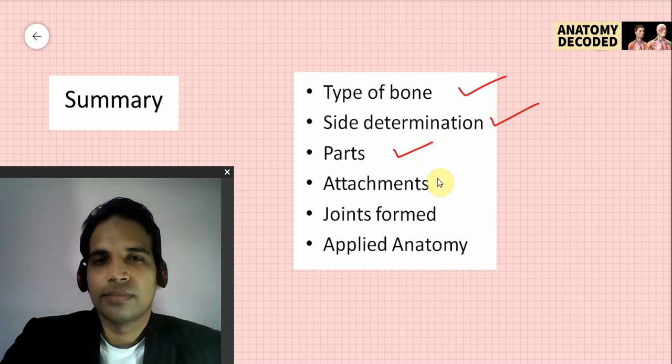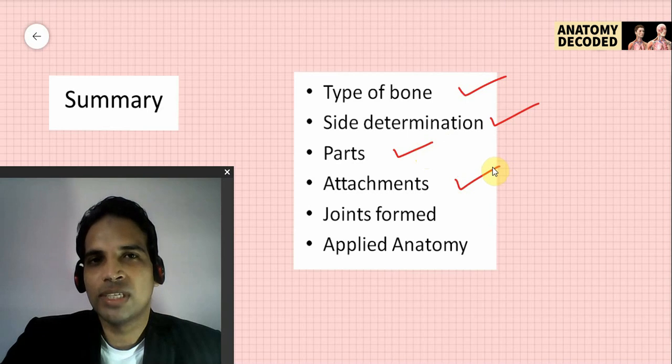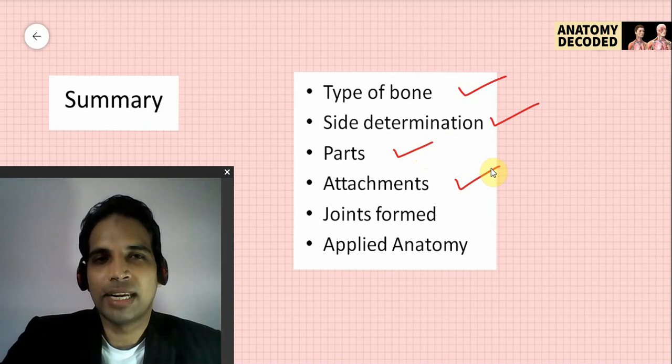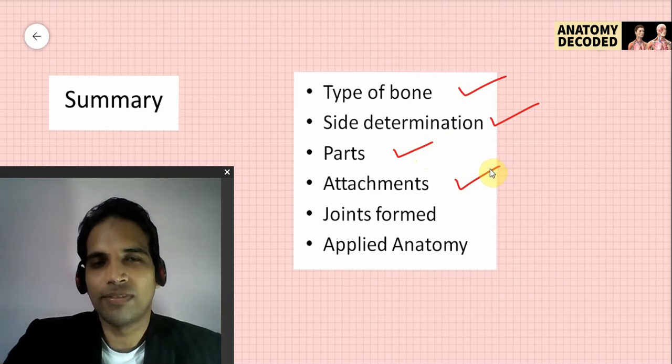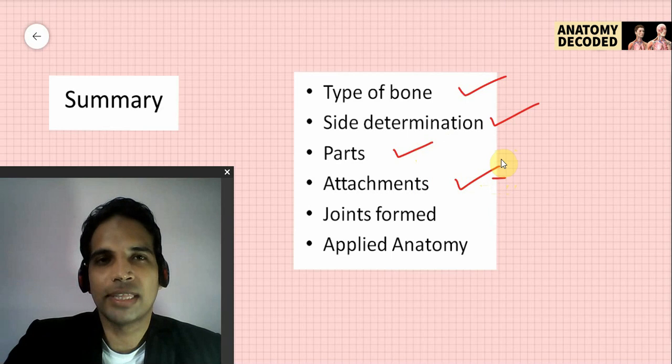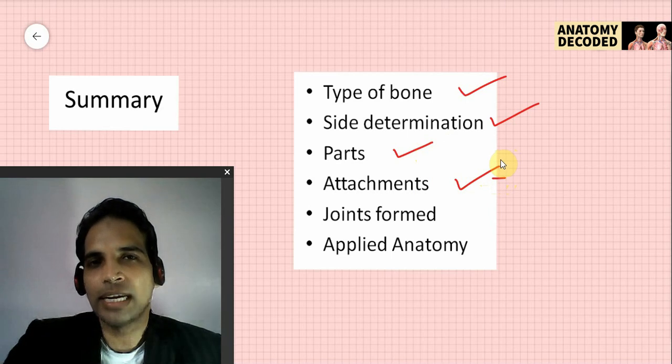Then we learnt about the attachments of the scapula. We learnt how easily we can remember the various muscle attachments by the formula of 2, and the ligamentous attachments we can remember with the help of the coracoid process. We can remember 3 ligaments: coracoacromial ligament, coracoclavicular ligament, then coracohumeral ligament. One more ligament was the transverse scapular ligament. Then joints formed by the scapula: the ball and socket variety of synovial joint, that is the shoulder joint. Then the acromioclavicular joint, which is a plane variety of synovial joint.